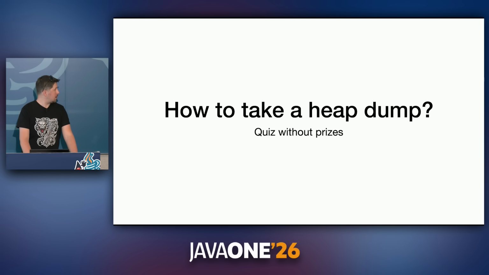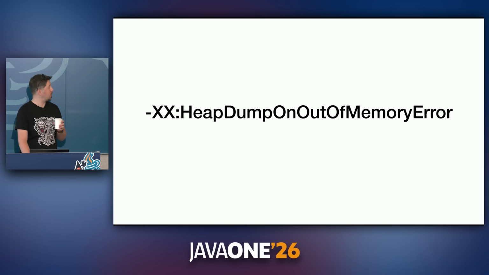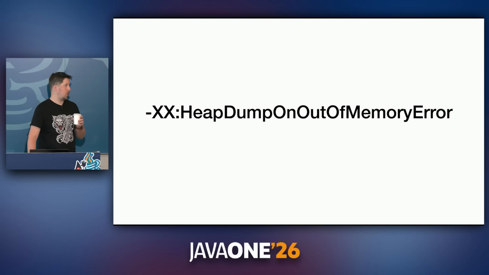So there is that. There is the heap. What do you do if you have a heap problem? Well, you take a heap dump. How to take a heap dump? I assume you know. If you don't know, this is one of the popular options. Dear Java, please take a heap dump if you run out of memory. And it works really well if you do it on a laptop, on a VM or somewhere, but if you try to do it in the cloud, you might run into problems.